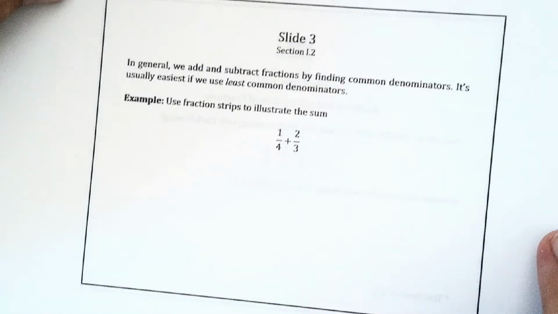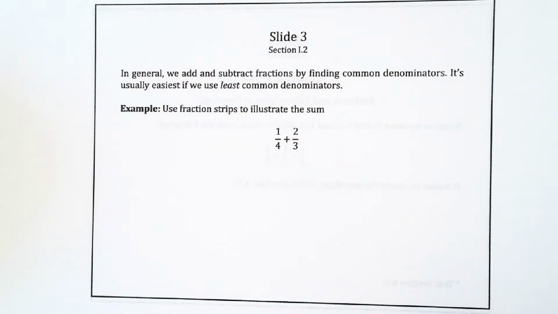Okay, in general, we add and subtract by finding common denominators. It's usually easiest to use the least common denominator because it just keeps the numbers smaller. Okay, but that doesn't really come up in these examples. Okay, so let's try to use fraction strips to illustrate the sum 1/4 plus 2/3.